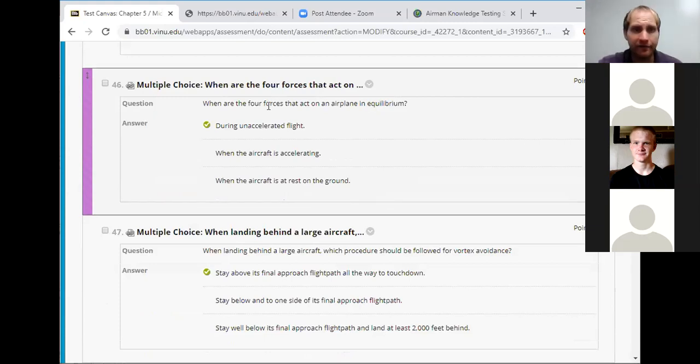All right, more aerodynamics. We love it. When are the four forces that act on an airplane in equilibrium? We've covered that today. It's during unaccelerated, straight and level flight. Answer choice B, if the aircraft's accelerating, then thrust exceeds drag. Answer choice C, if the aircraft is at rest on the ground, then there is zero lift. There is zero thrust, zero drag, but the up and down forces are not equal. There is more gravity, more weight, and zero lift. So the only time that they're equal in equilibrium is during unaccelerated, straight and level flight.